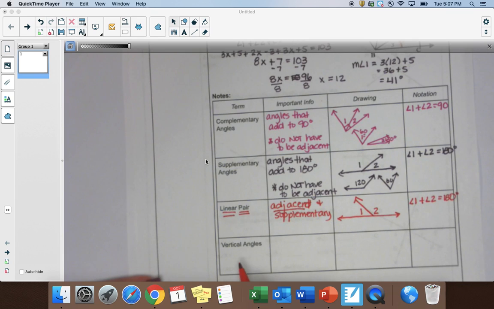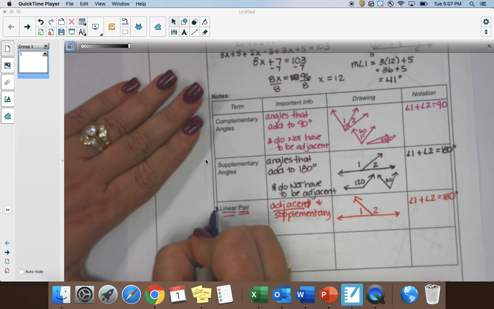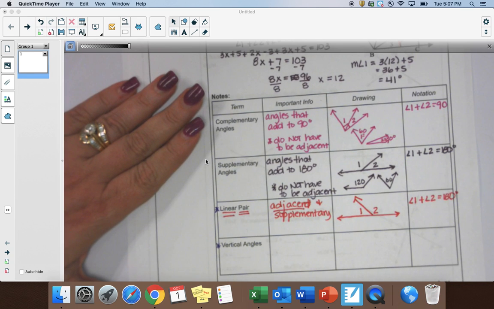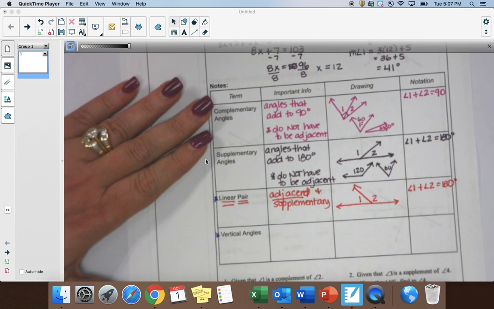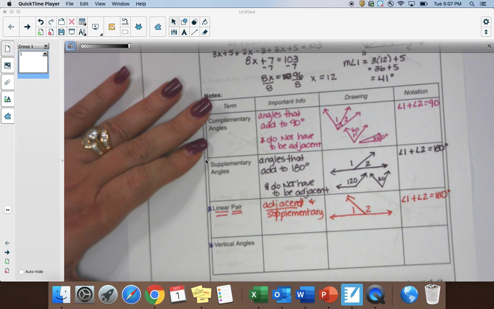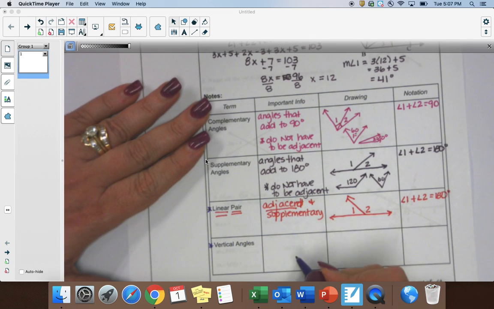And then vertical angles is the last set of angles that's going to be important for us. They're going to be this linear pair and this vertical angle. Those are extremely important. We're going to use a lot of those, even when we're not specifically talking about those, we're still going to be using them.